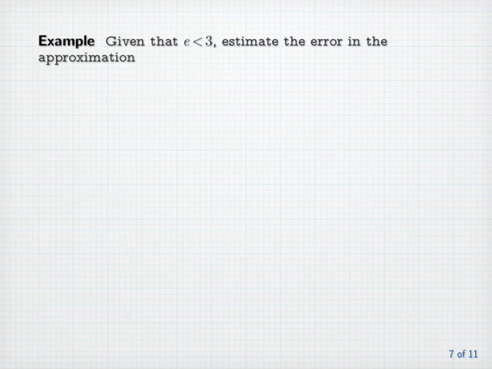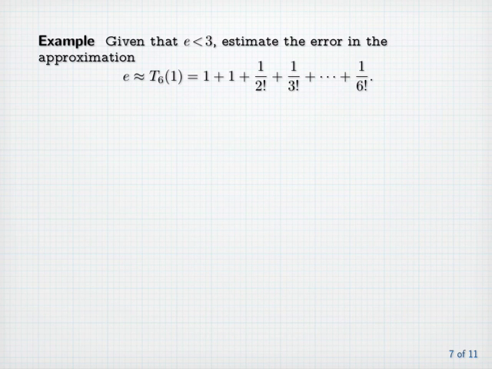Example. Given that e is less than 3, estimate the error in the approximation of e by the sixth Taylor polynomial T6 evaluated at 1, which equals 1 plus 1 plus 1 over 2 factorial plus 1 over 3 factorial, and so on up to 1 over 6 factorial. We want to estimate the sixth remainder evaluated at 1, which is e minus T6 of 1.